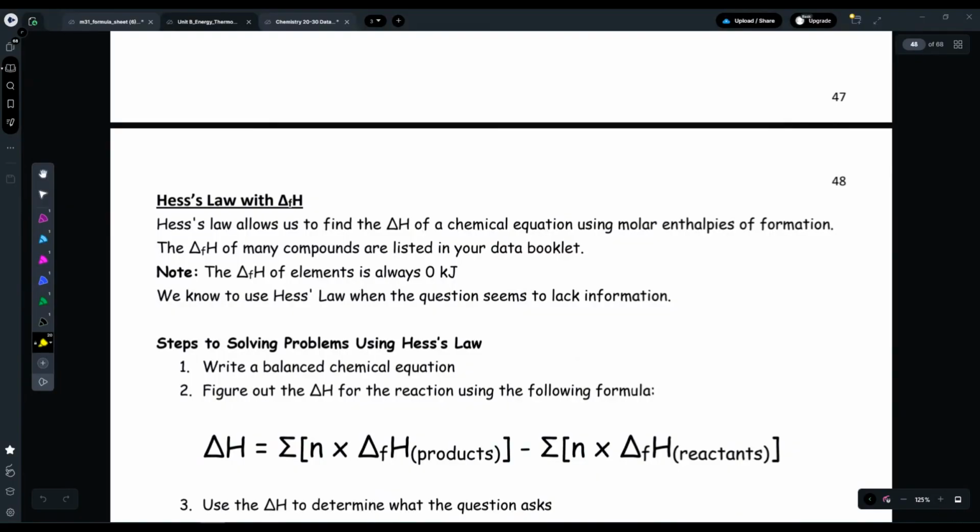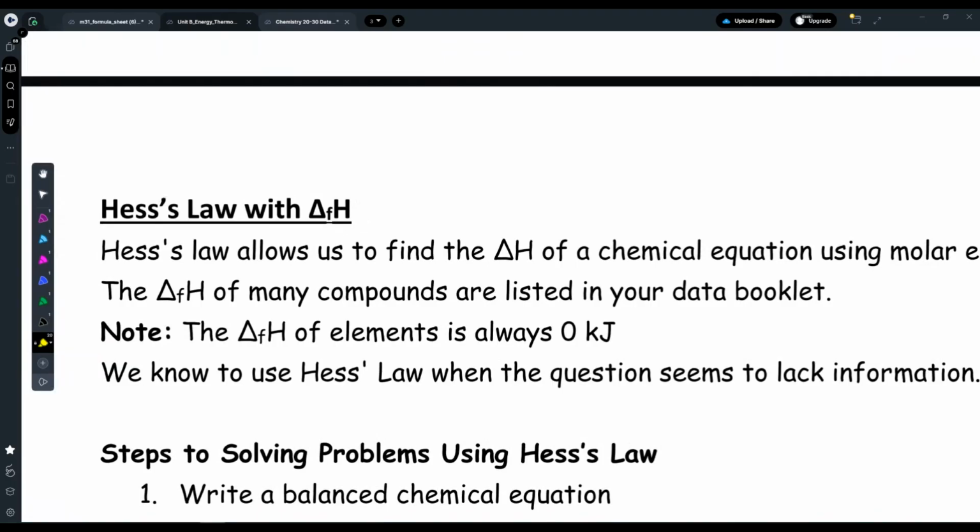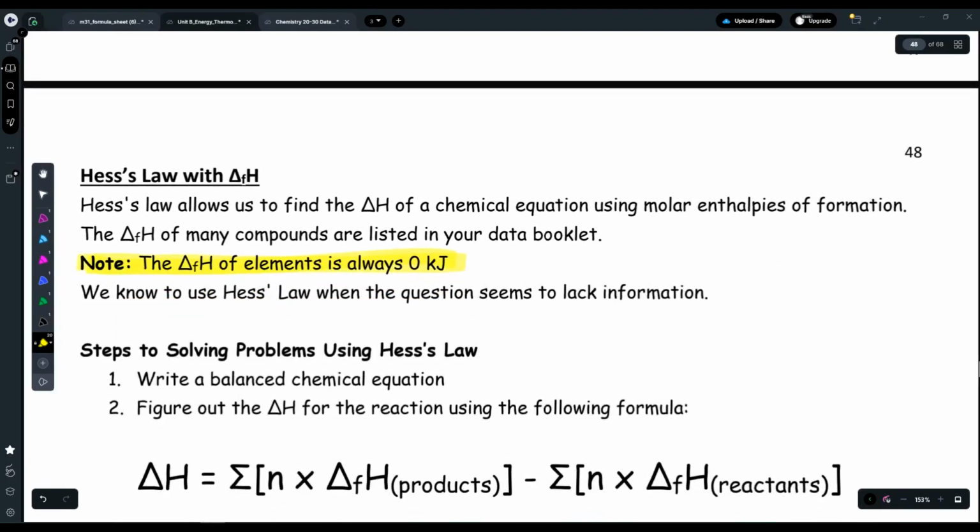Just as a note here, remember that the molar enthalpy of formation for elements is not going to be listed in your data booklet, but you should know that the molar enthalpy of formation for elements is going to be 0. You know when to use the formula version of Hess's law when you're asked to find either the change in enthalpy or a molar enthalpy without a whole lot of information given. Usually they just give you a reaction and that's it.